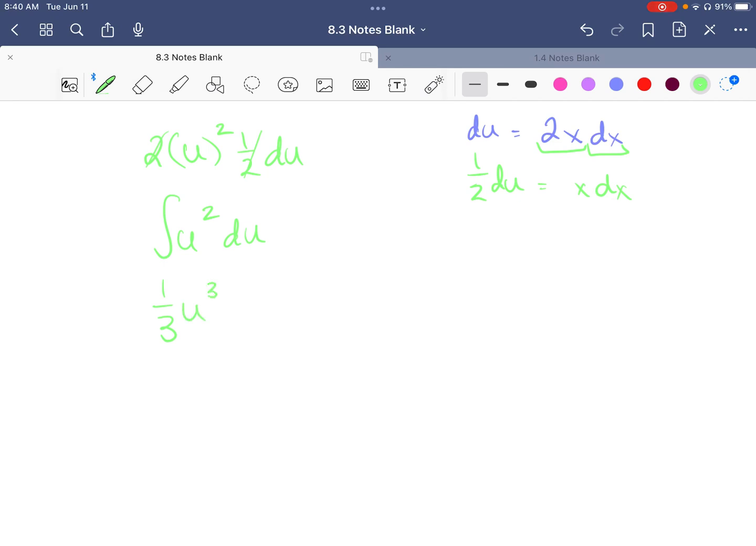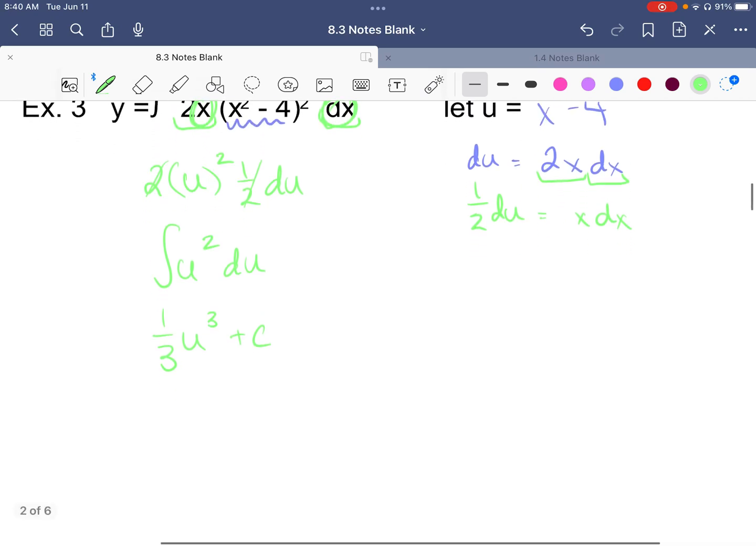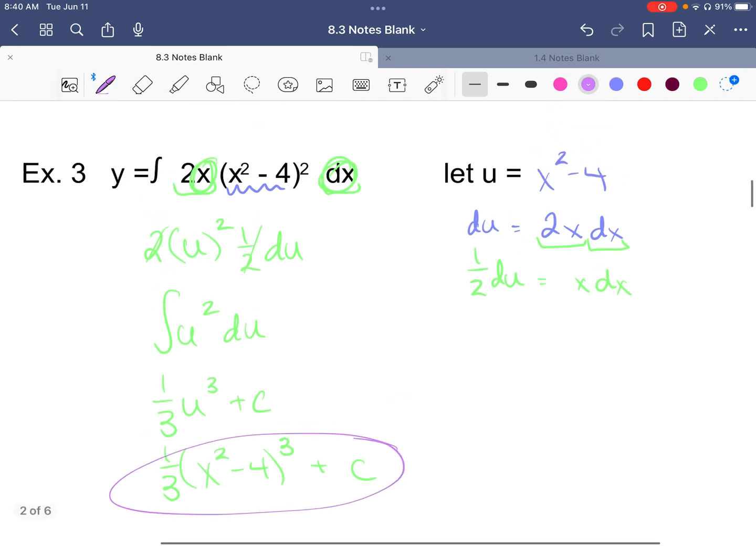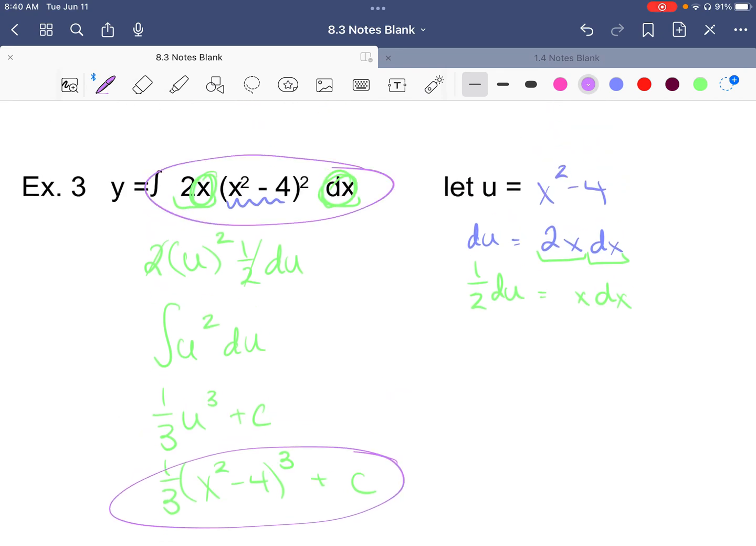1/3 u cubed, so increase our power, divide by the new power, plus c. And substituting with our u term, which was x squared subtract 4, 1/3 (x squared subtract 4) cubed plus c. And again, the nice thing with integrals is if you're maybe not confident that you got it right, we could take the derivative of this and it should result in exactly what we started with.